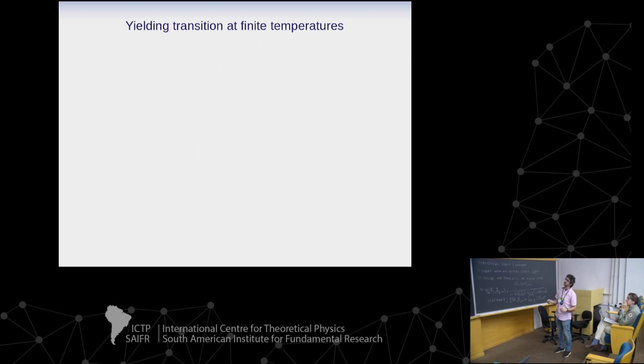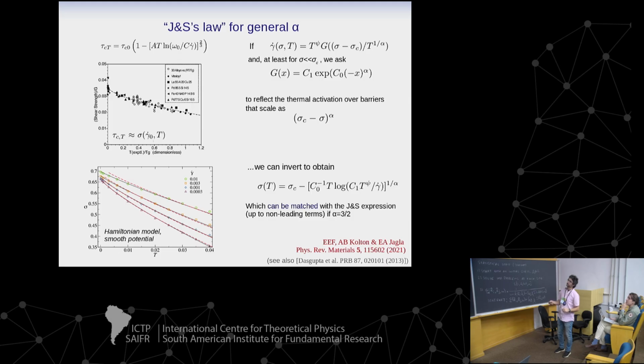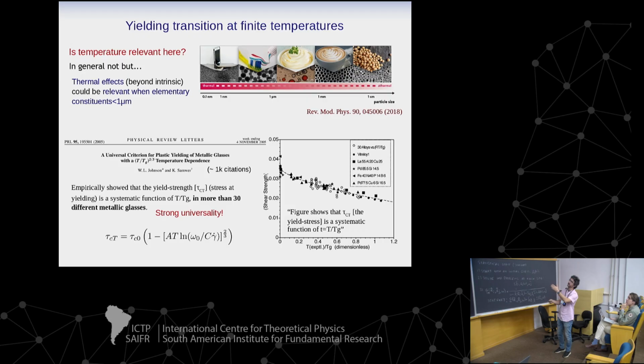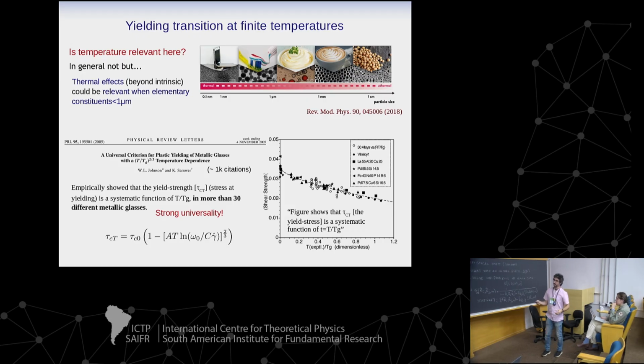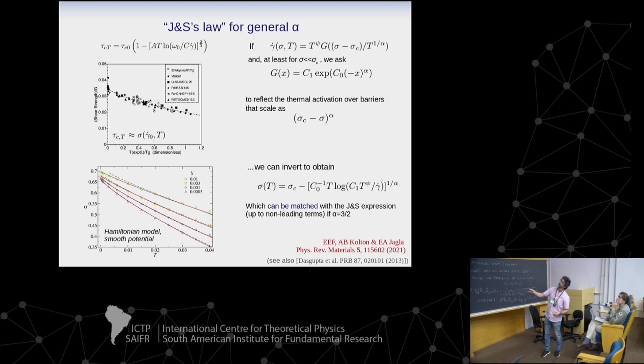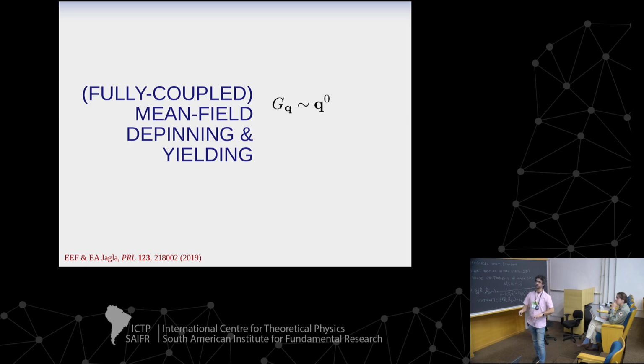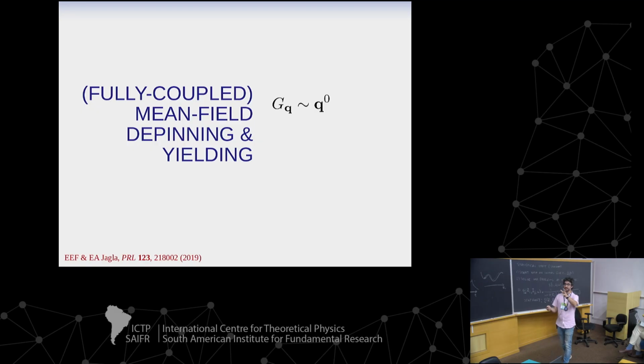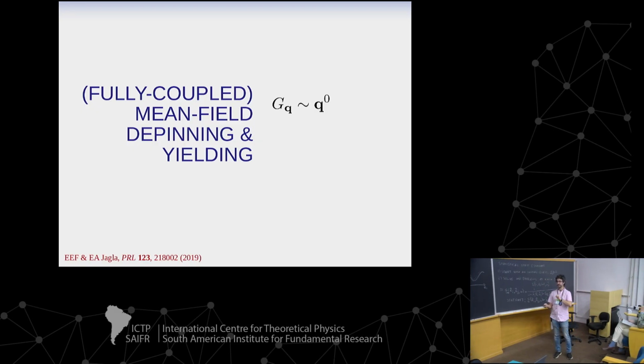I have a parenthesis here, but I think I will need to skip it. When we did this work on the thermal rounding, there was an experimental motivation for the case of metallic glasses, where there is a very well-known and very universal Johnson and Samuel law that we can recover from the thermal rounding scaling, but let me just skip it because I'm talking too much. So let's go to the third observation that points in that direction.